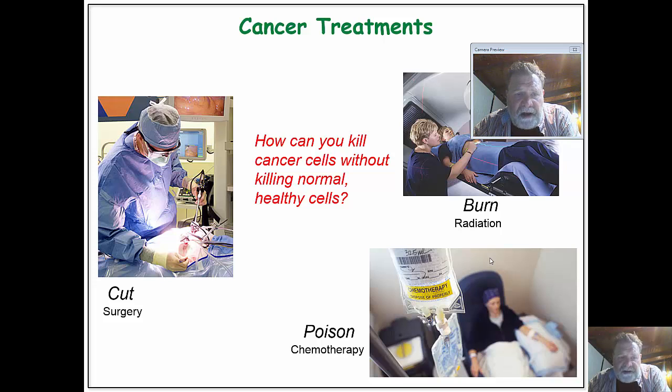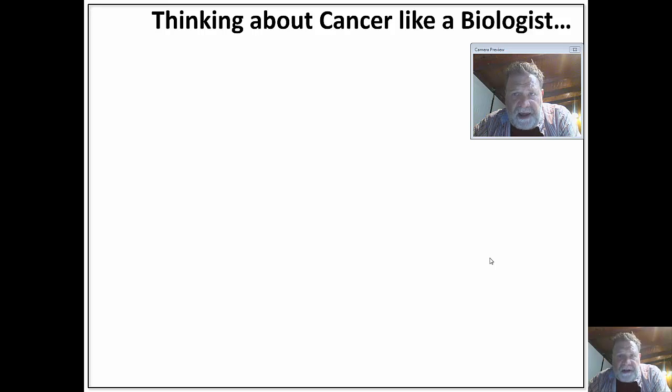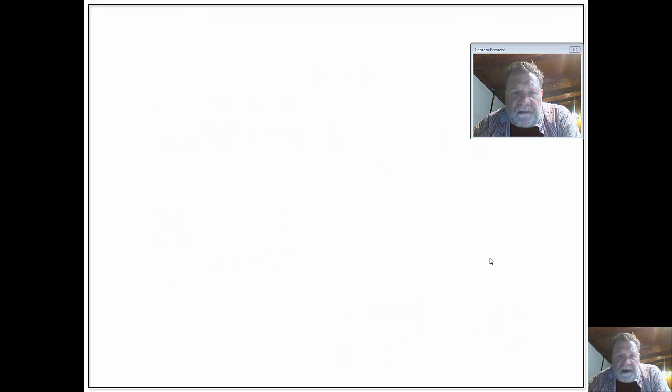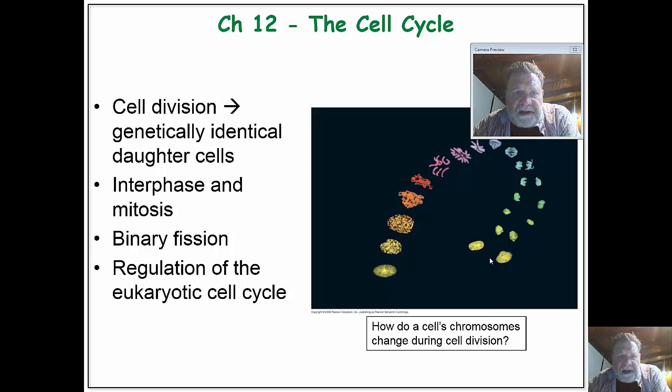Again, how is cancer treated? The best way is to basically cut it out and get rid of it, but we can't cut out all big important parts of the body. Typically, we will burn and we will poison the cancer out. Ideally, we are killing the cancer cells and not your cells. Again, we think about cancer like a biologist.